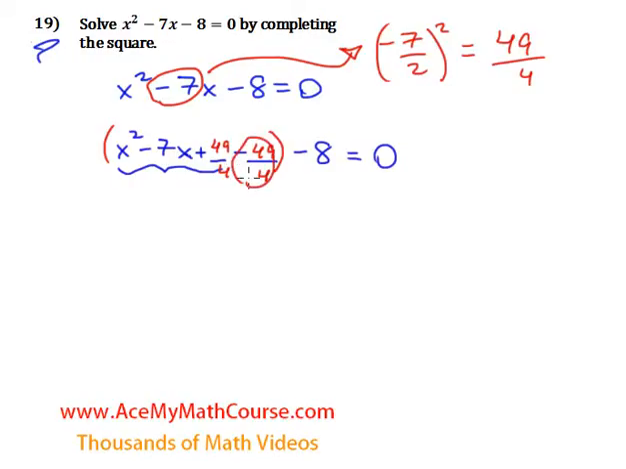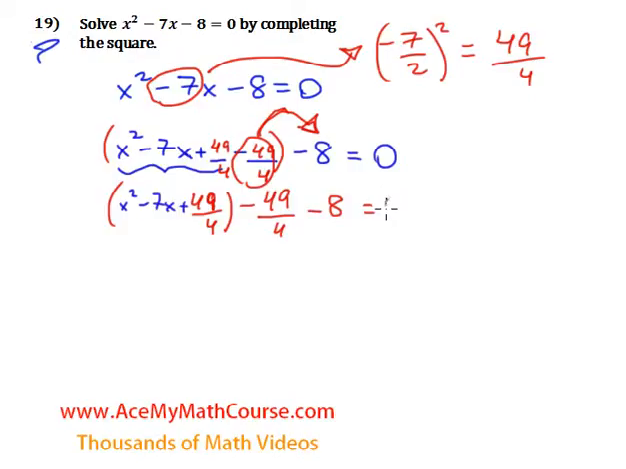So I can take this number outside of the parentheses, and inside we're going to have just the x squared minus 7x plus 49 over 4. Now I just took this one outside, and we're subtracting 8. That's still equal to 0. So now this, I can actually factor, and it's a perfect square trinomial.